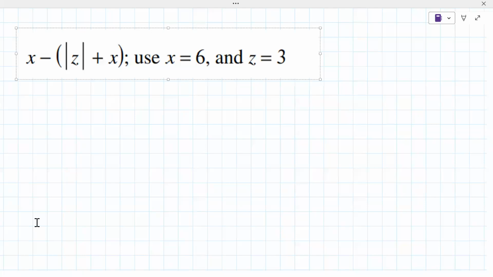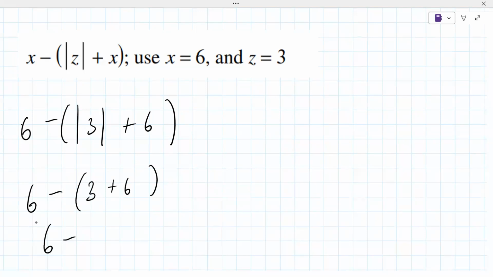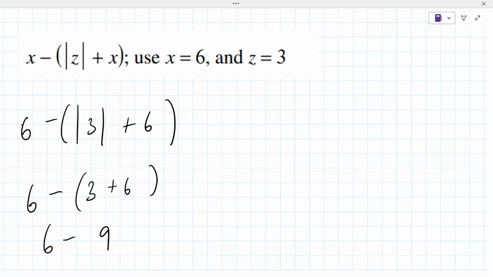Would it be 3? Do that one more time. Let's take a look here. 6 minus parentheses absolute value of 3 plus 6 like that. So do you have something written like that? Yeah. The absolute value of 3 is 3 plus 6. What is 3 plus 6? Oh, 9. Sorry. There you go. Yeah. Okay.